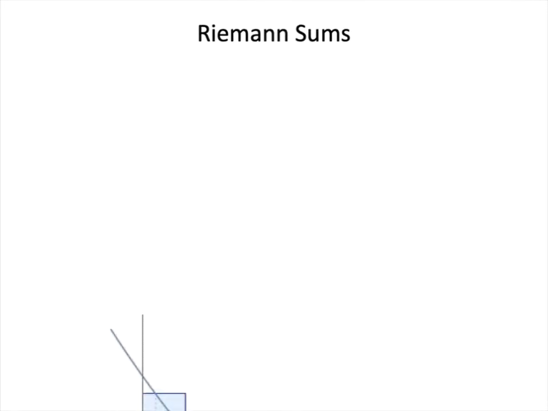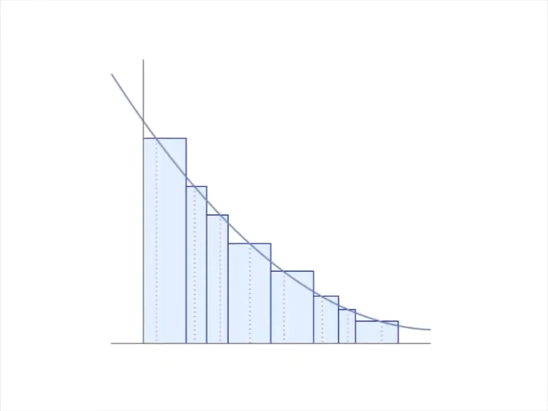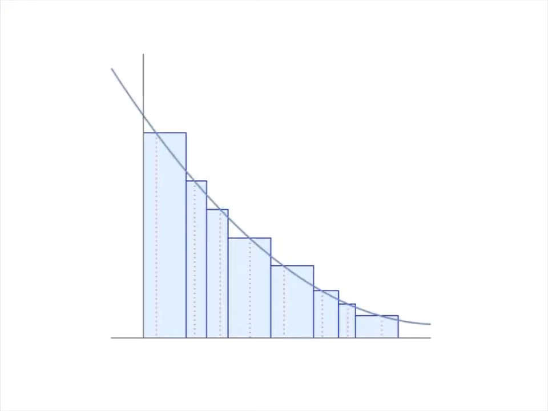So let's look at some figures. Here we have a function, and we want to estimate the area between its graph and the x-axis from some x value to another x value. The easiest way to approximate areas is by rectangles, because rectangles are easy to compute. The area of a rectangle is the height times the width.